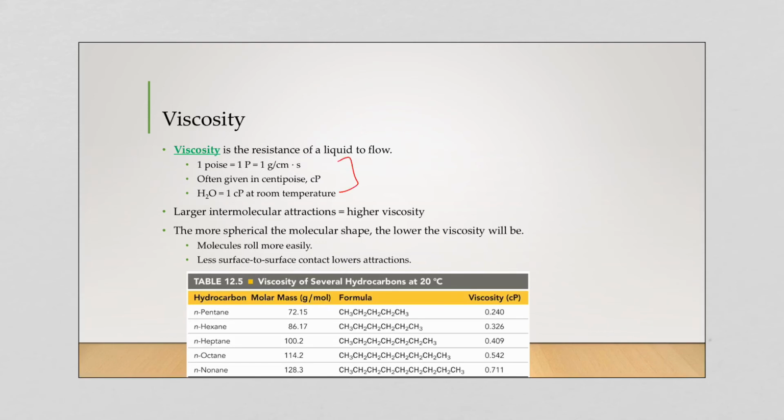Now, don't worry so much about the units, right? This is just giving you the units. So if you see numbers, you know that we're talking about CPs. Those are centipoise, right? And so water is sort of the standard. It's 1 centipoise at room temperature, and everything else is sort of relative to that. Again, intermolecular forces are going to play a role because you're breaking and making them as you go. So the stronger they are, the harder it is, the higher the viscosity. So liquids with stronger intermolecular forces are going to be more viscous than ones with low intermolecular forces.